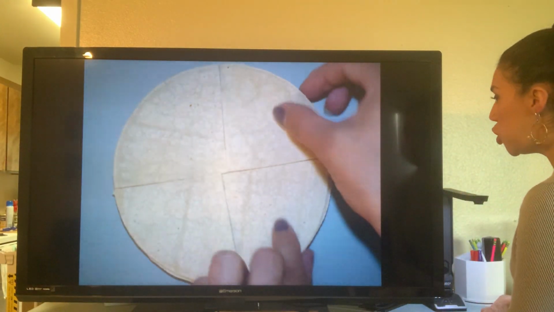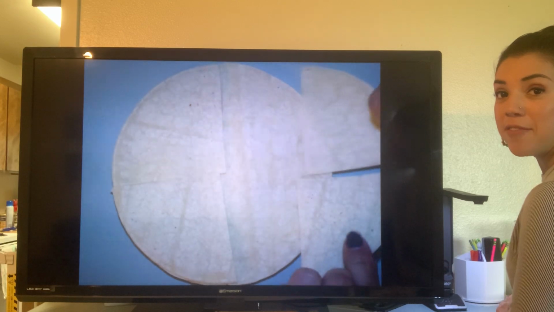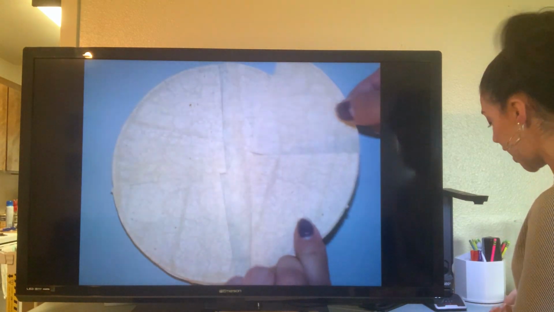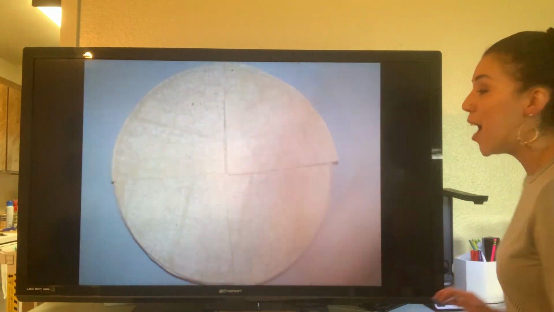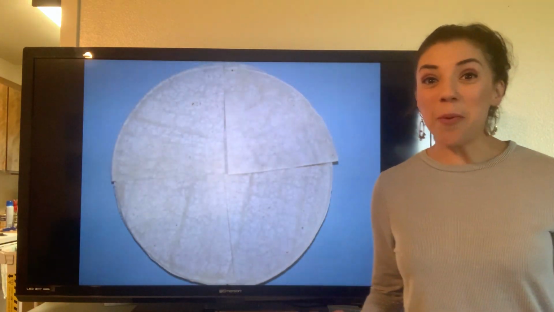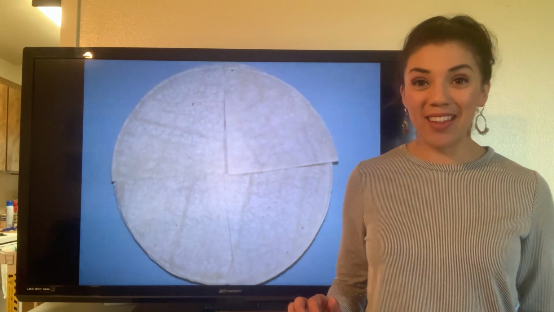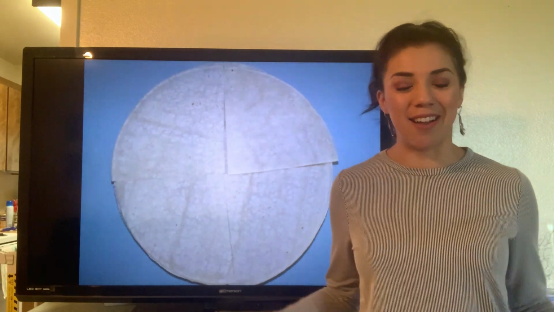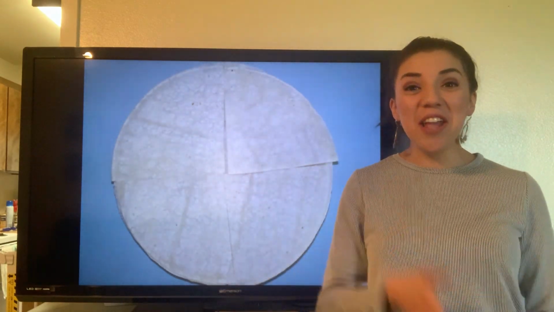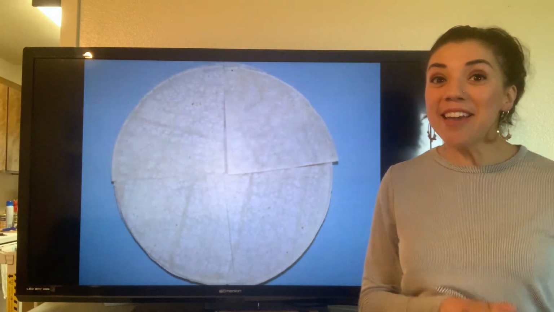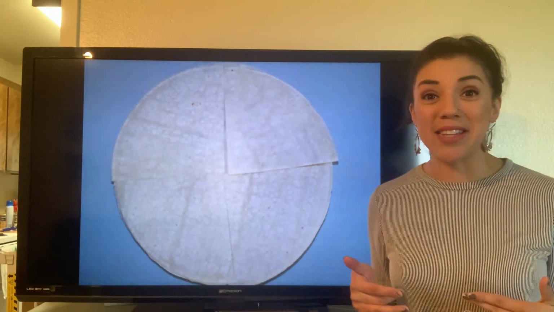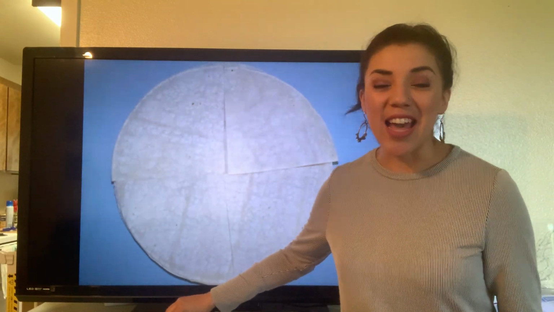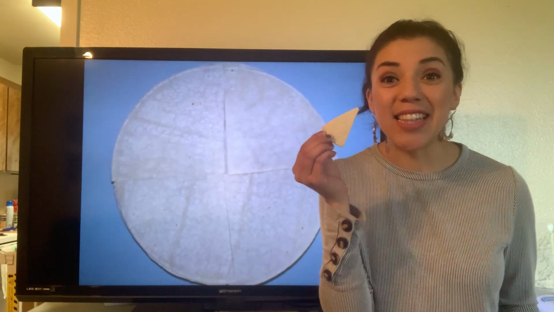Yeah, he'd eat 2. See? There's half of it. If he eats 2/4, that's half of his fruit pizza. Now, if Noah really wanted to, I feel like I know this Noah kid now because I keep talking about him. If Noah really wanted to, he could cut his fruit pizza into even smaller pieces. You guessed it, into 8ths.